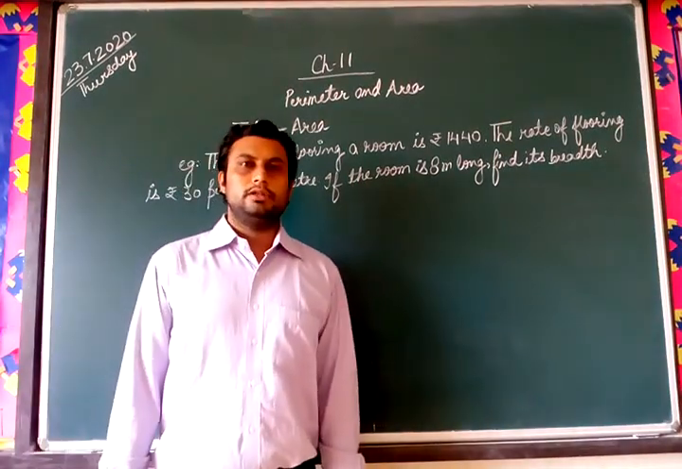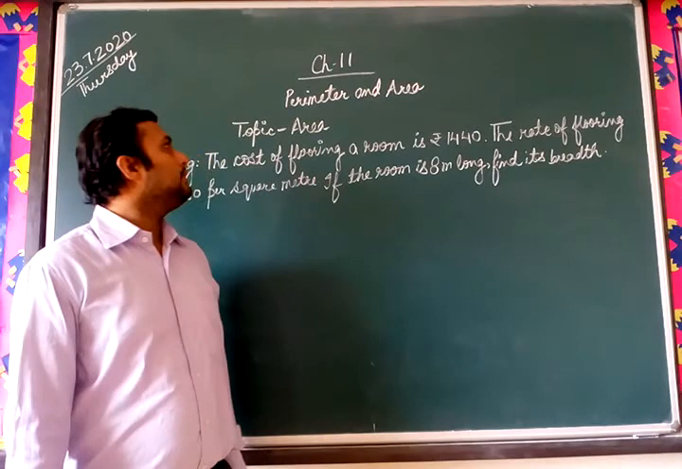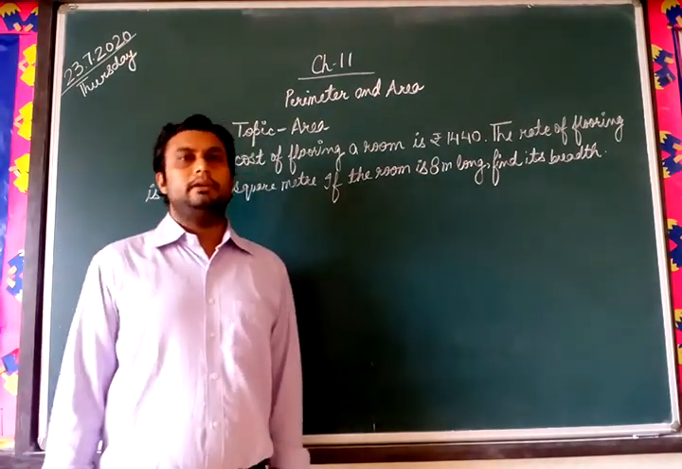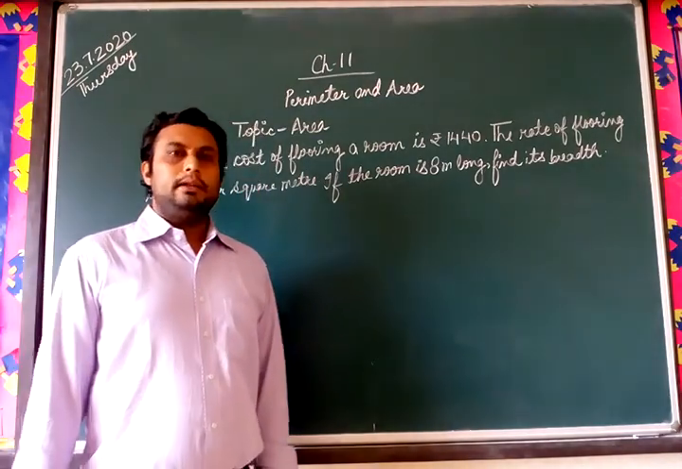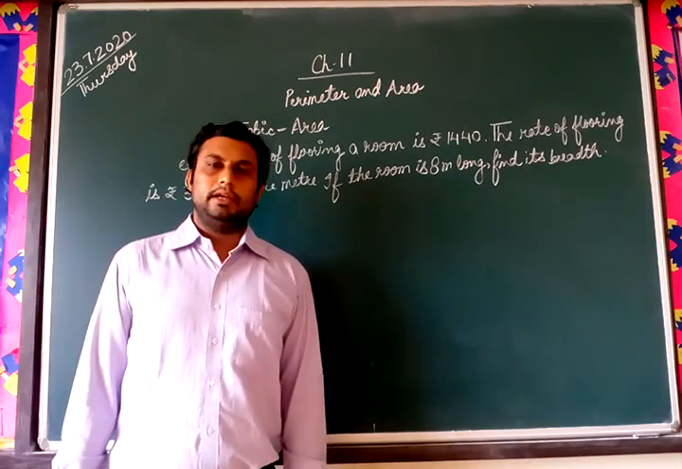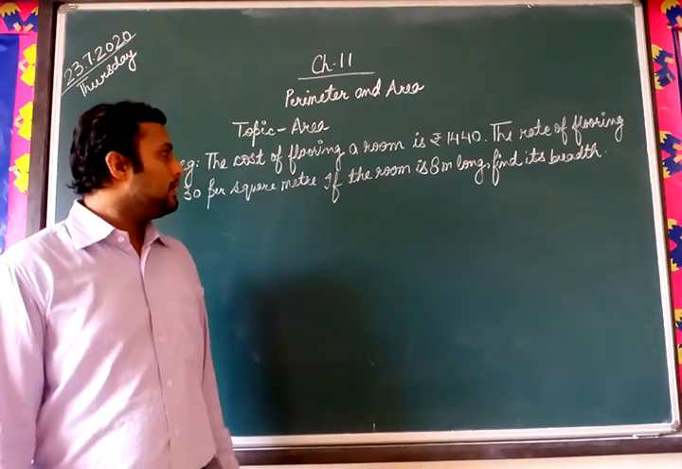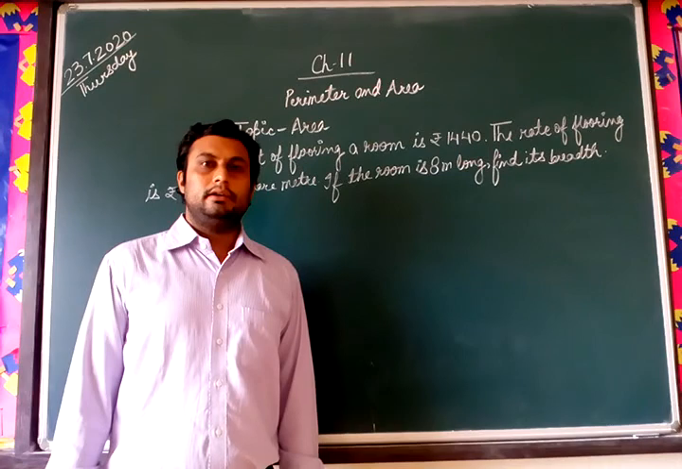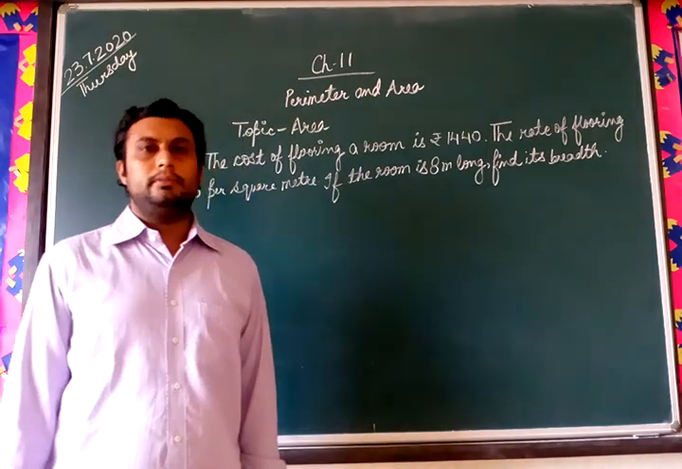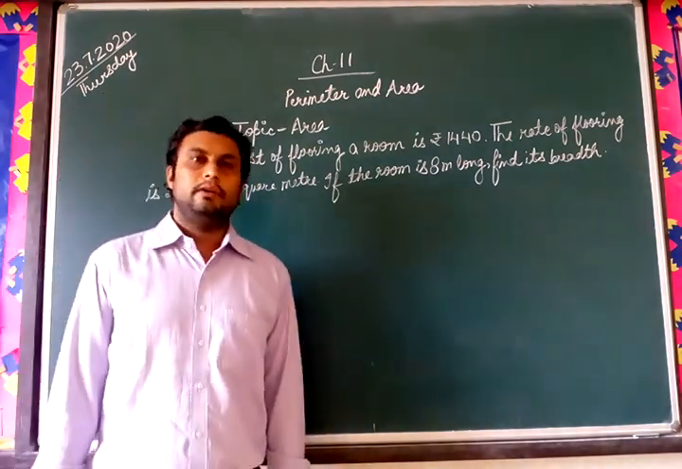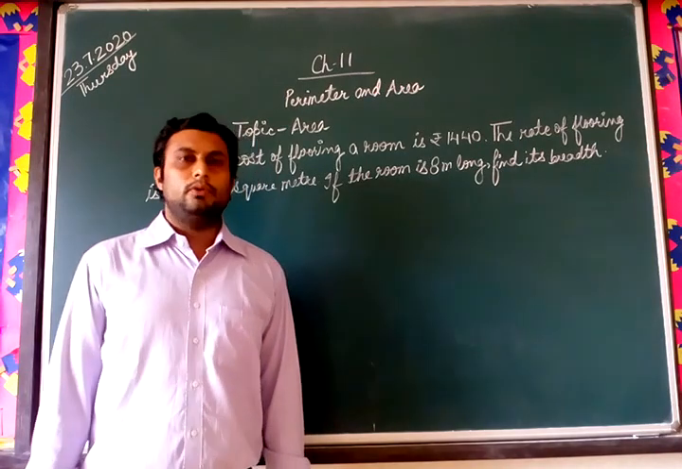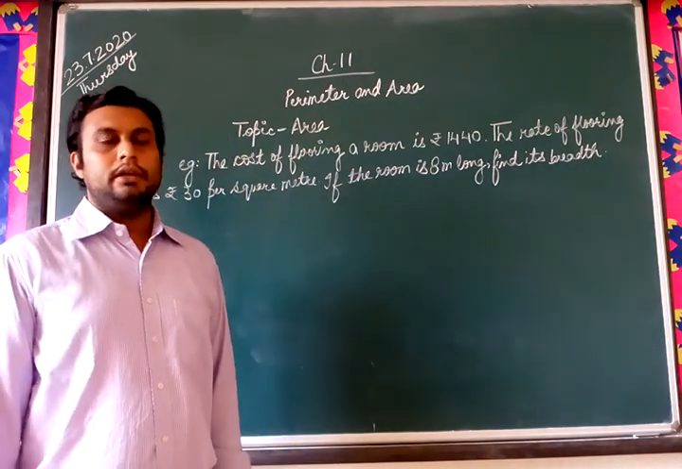Today we are going to continue our chapter 11, that is perimeter and area. In the previous classes, we have discussed the area. We have defined what area is, and we have found the area of a square and the area of a rectangle. Now we are doing some more examples for the area.